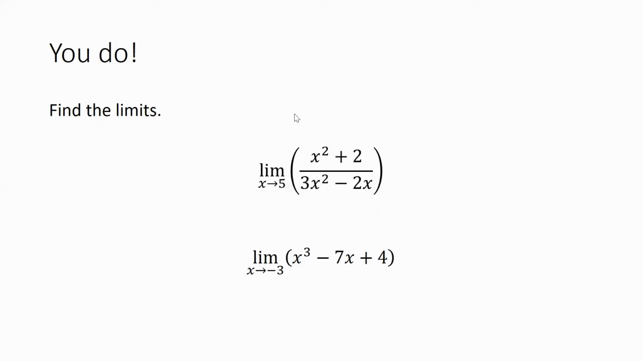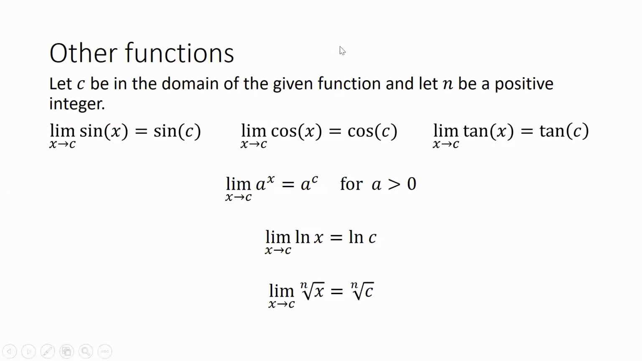We just saw that with polynomial functions, polynomial expressions, and rational functions, rational expressions, as long as we don't get a zero in a denominator, we can simply plug in the value that x is approaching into the expression or into the function in order to determine its limit. Well, those aren't the only functions that you can do that for. It turns out that our trig functions, you can do that for.